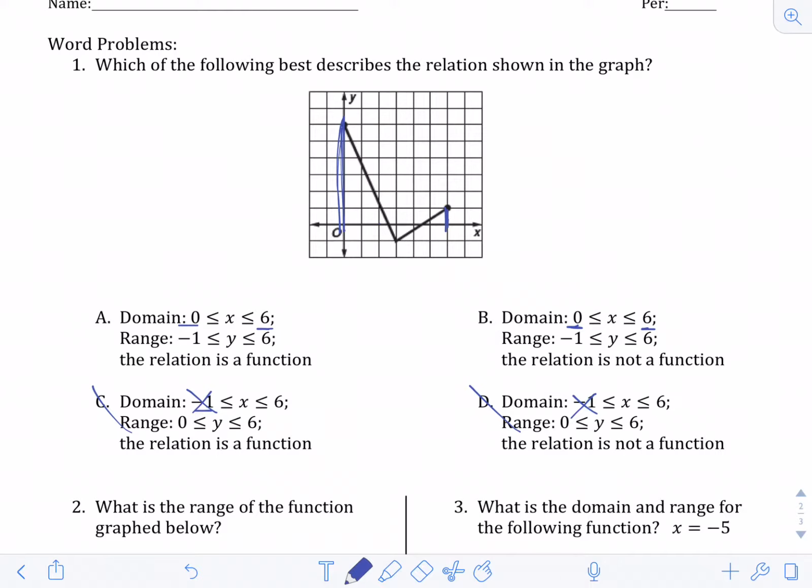So all I need to know is, is this a function or is this not a function? Everywhere I draw my line on here, I only touch this graph one time. It never touches twice. It only touches one time, so this would be a function. So B is wrong, A is the correct answer.